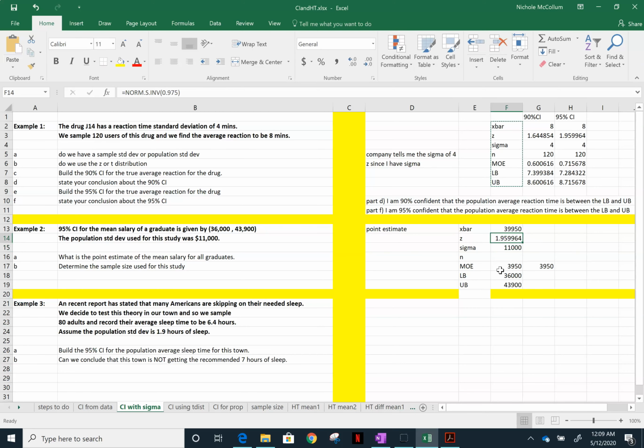The good news, after you do enough of these, you start to memorize the fact that for a 90% confidence interval, it's 1.645. For a 95% confidence interval, it's 1.96. These are the two most typical confidence intervals you build in life, the 90 and the 95%. So after a while, you just know it's 1.645 and it's 1.96.